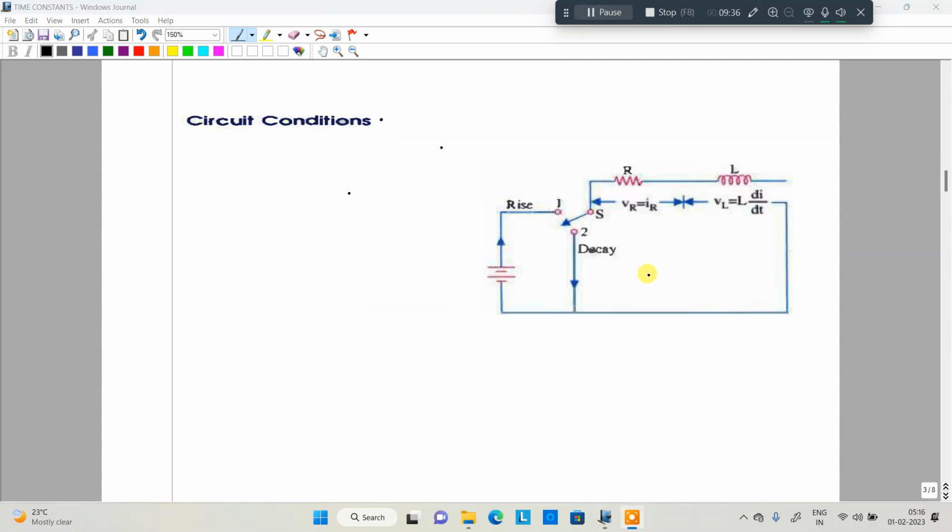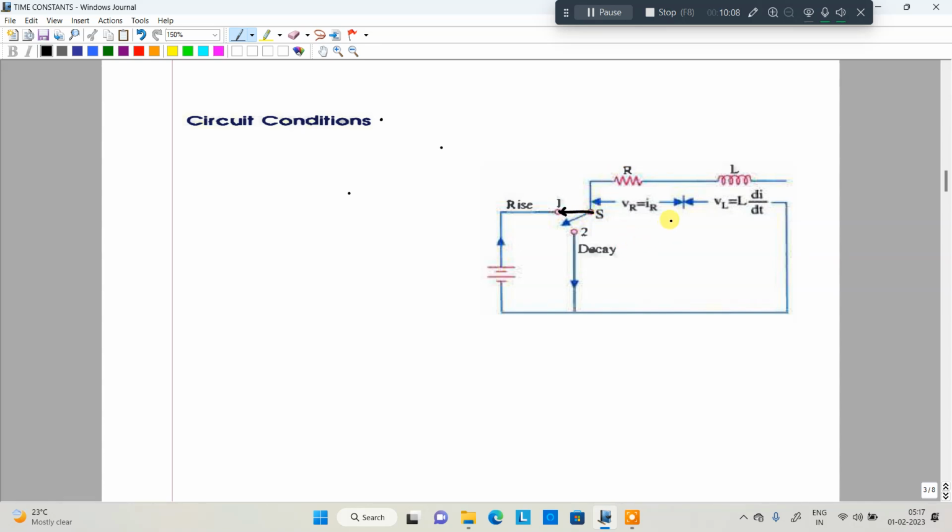So let us look at the next topic, circuit conditions. For the RL series circuit, what are the conditions we have? In this particular case, I am going to discuss two cases. In the first case, the switch is closed at the first position, and then the switch is closed at the second position. When the switch is closed to the first position, initially it offers zero current, because an inductor won't allow a sudden change in current.